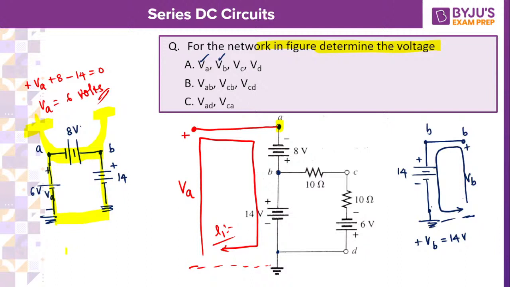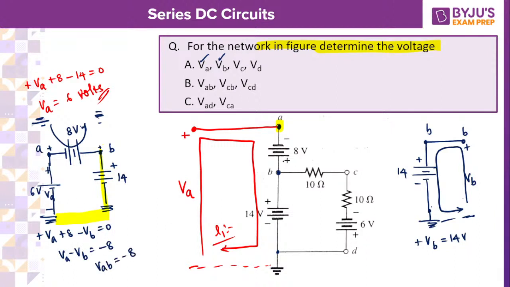Are you getting minus 8 or not? Is that clear for everyone? Please take up ground here. A potential is higher, B potential is lower. So write a loop equation. Plus VA plus 8 minus VB is equal to 0. So VA minus VB is equal to minus 8. VAB is equal to minus 8. The A terminal is at negative potential, so you will definitely get a negative VAB.